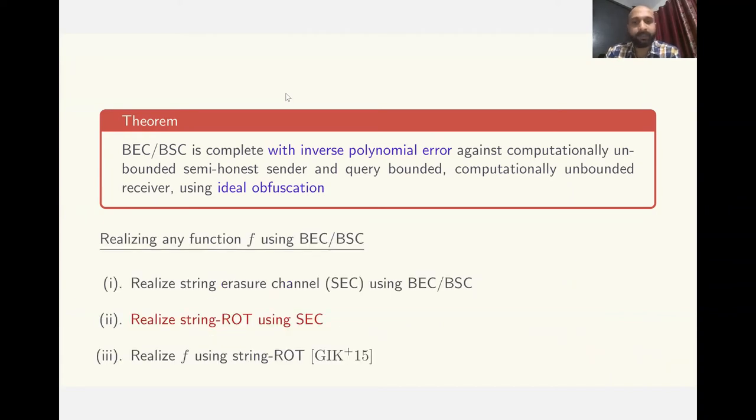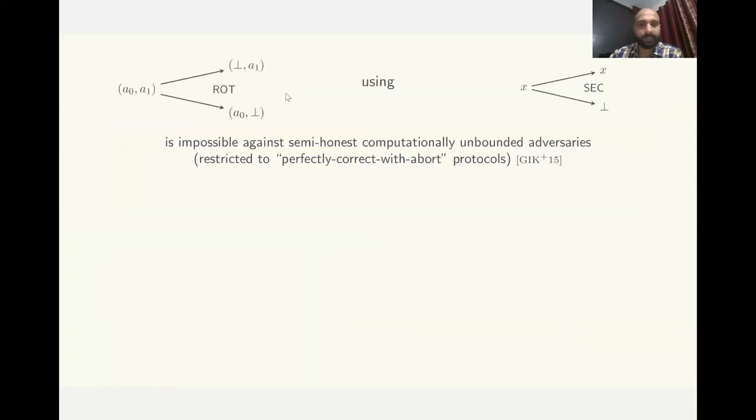The OWSC of a given function f using BEC or BSC is realized in three steps in our construction. First, we realize a string erasure channel, or SEC for short, using BEC and BSC channels. As the name suggests, a string erasure channel, or SEC, takes a string as input and erases it with probability half. Next, we use the SEC to realize a string ROT channel of appropriate input size. Finally, since string ROT is complete, as we already saw, we use it to realize f. The challenging part is the second step. The first step can be realized along the same lines as the second step, and the third step is already known. We focus now on the second step, that of realizing string ROT using SEC.